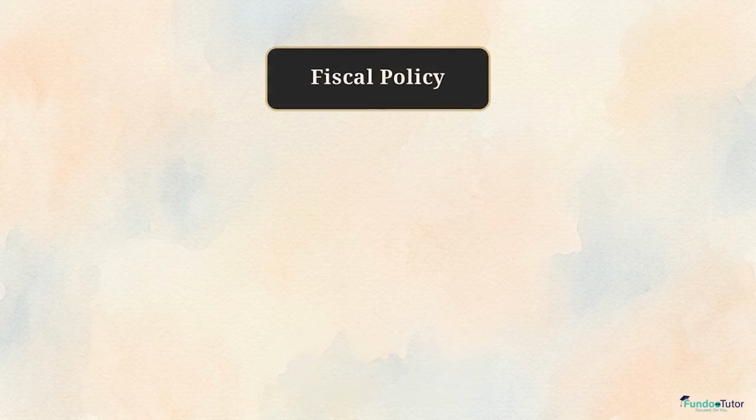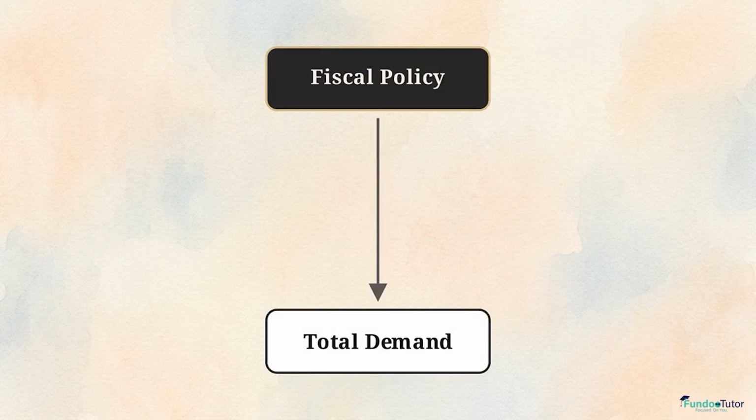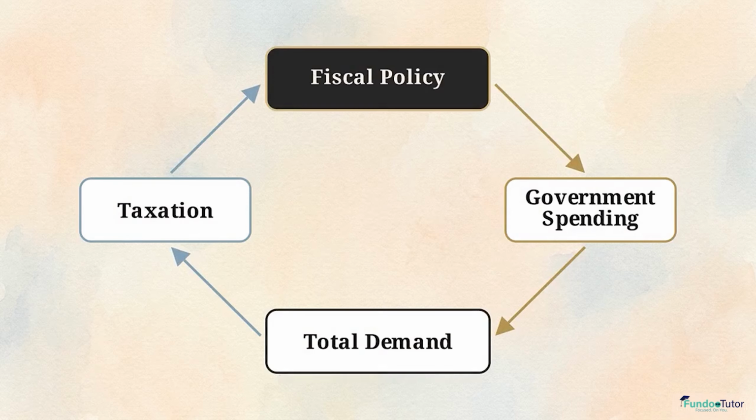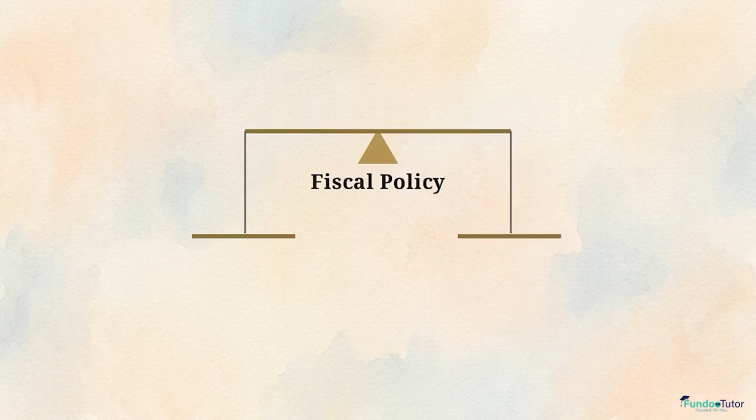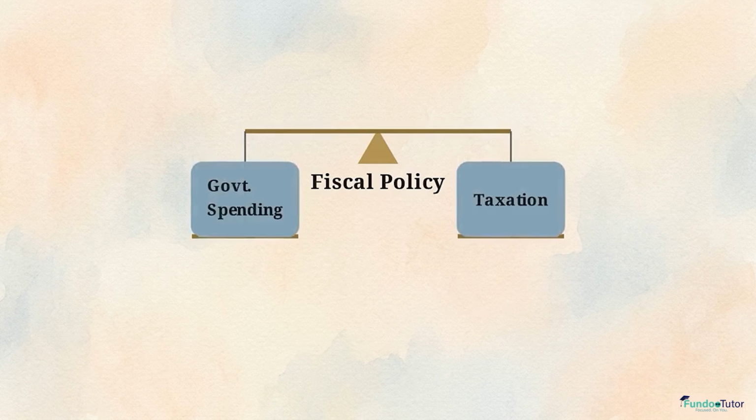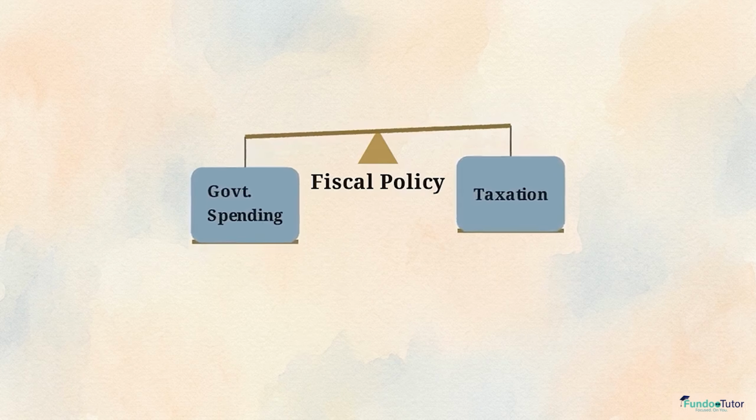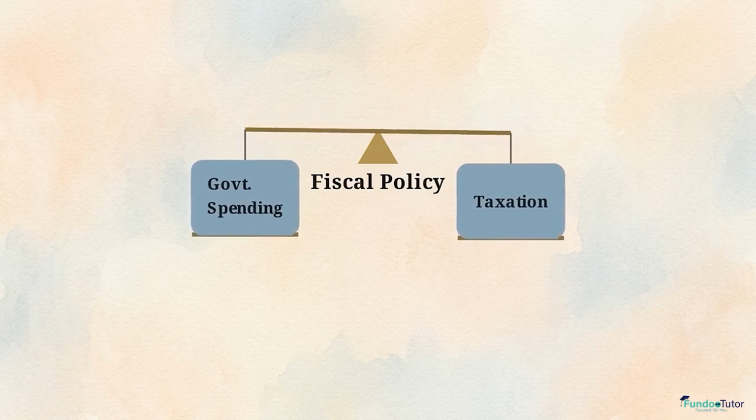Fiscal policy is the direct mechanism a government uses to influence total demand in the economy. It does this through two specific actions: adjusting how much money it spends and altering how much it collects in taxation. This animated balance scale illustrates those core tools. You have government spending on one side and taxation on the other, balancing the total demand.